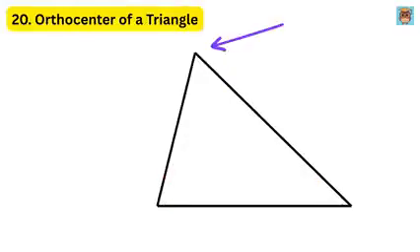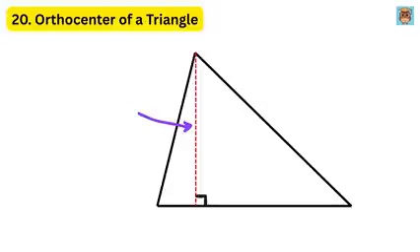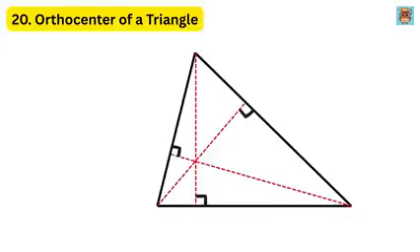Take one corner of the triangle. Draw a line from that corner down to the opposite side so it forms a right angle. This line is also called the height or altitude of this triangle for this base. Now, do the same thing from the other two corners. The place where all three lines cross each other is called the orthocenter of this triangle.